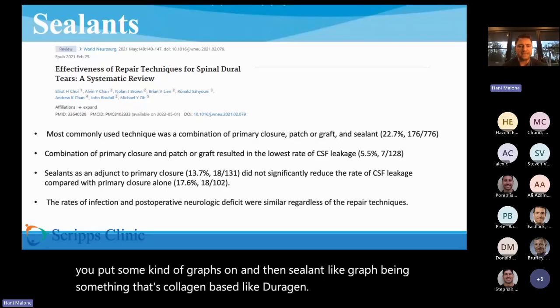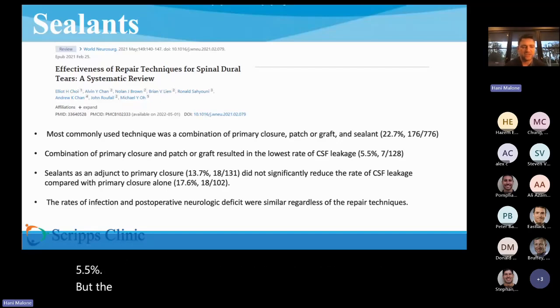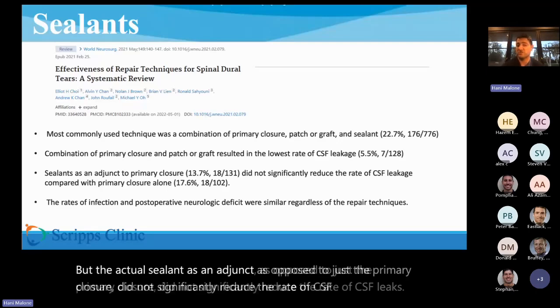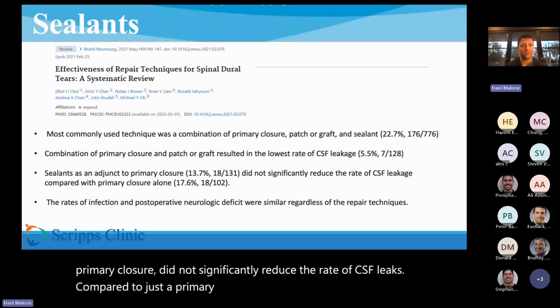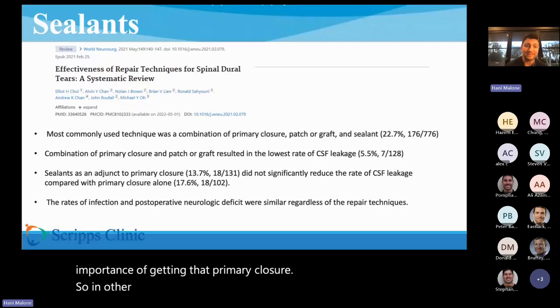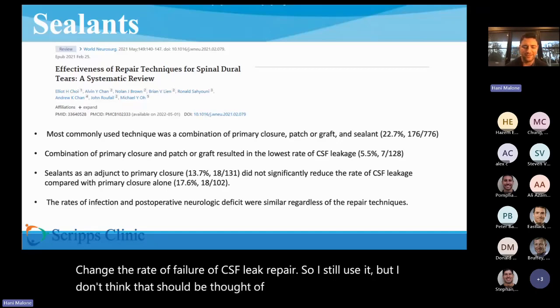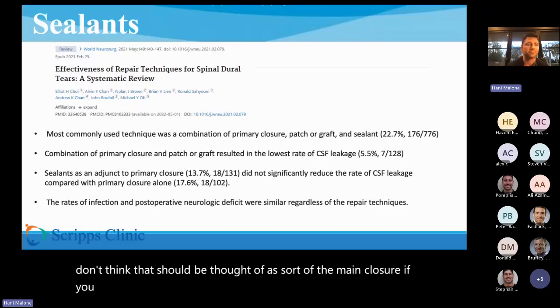And that did lead to the lowest leakage rate after repair, about 5.5%. But the actual sealant as an adjunct, as opposed to just the primary closure, did not significantly reduce the rate of CSF leakage compared to just a primary closure. Again, speaking to the importance of getting that primary closure. So in other words, adding Duraseal, in this study at least, did not significantly change the rate of failure of CSF leak repair. So I still use it, but I don't think that should be thought of as the main closure. If you do, you're going to be in trouble.